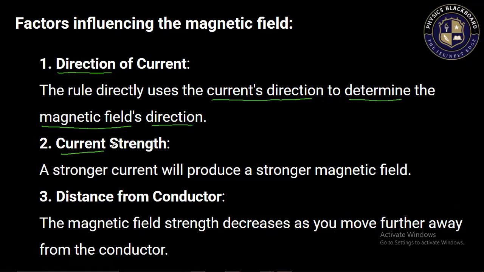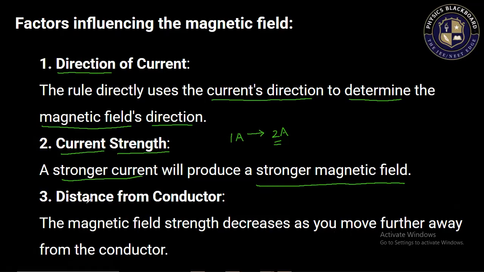Next, current strength. Let's say if 1 ampere of current is passing through the linear conductor, it produces some magnetic field. And if you increase the strength of current to 2 amperes, then the magnetic field strength around that conductor also becomes strong. It produces a strong magnetic field with the strong current.